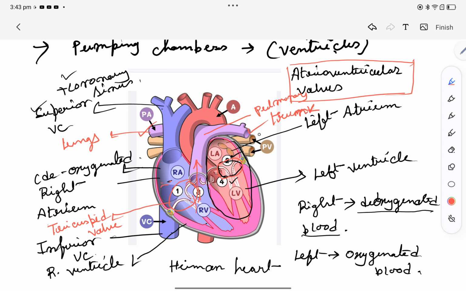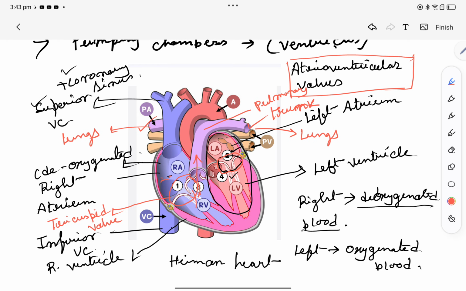We have two lungs, right? So this is deoxygenated blood, right? Deoxygenated blood. This deoxygenated blood goes to lungs. Now here again we can see a pair of valves.